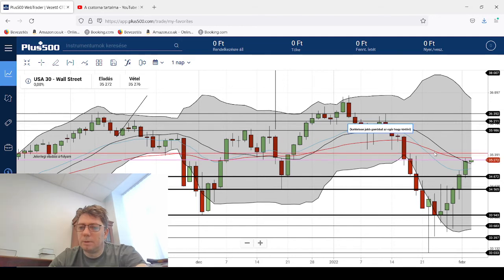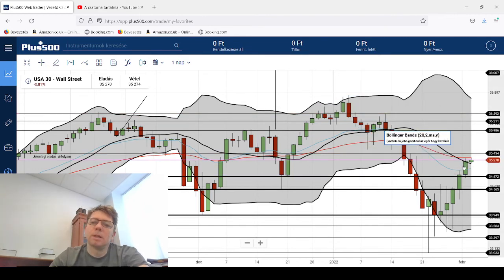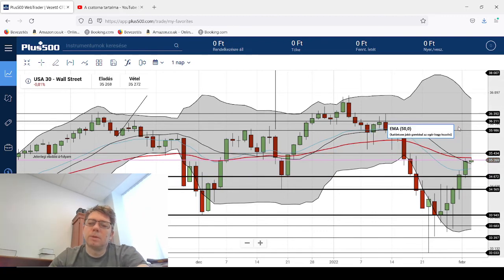But above this area, yeah, 35,986, or this stop could be targeted, and all these targets. So I'm watching these lines. Once we are above the 50-day EMA, then we could continue our way to the upside.